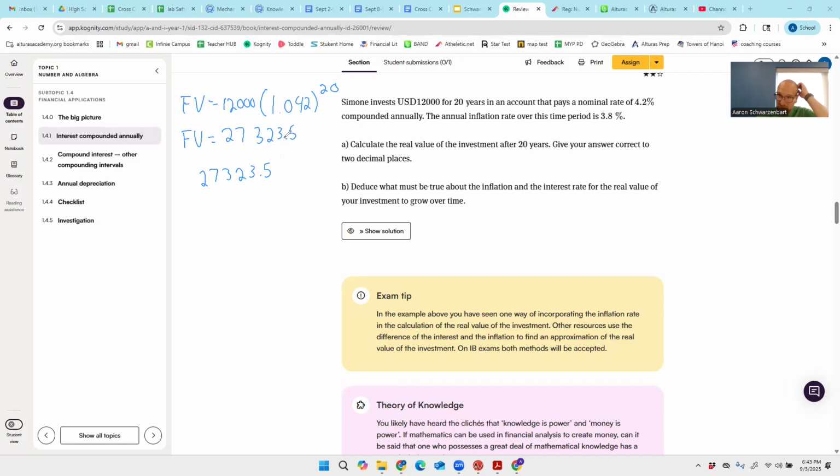Looks like he's more than doubled his money, and he has, but it's not worth as much. So we're going to have to divide by the inflation rate over those 20 years. So that's the inflation rate, 1 plus rate to the 20th. And his actual value in 2025 dollars is 12,959.5.